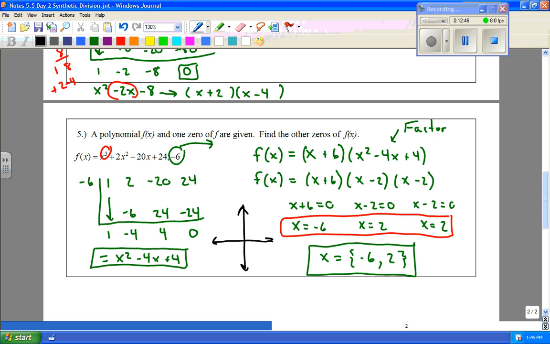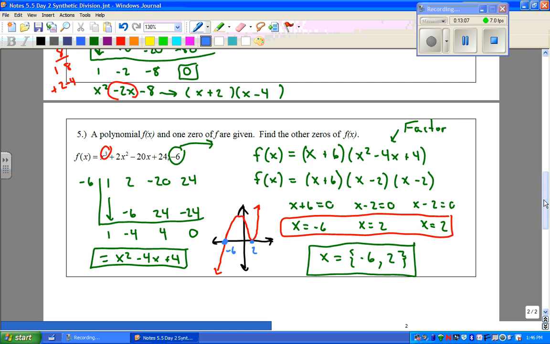this graph comes up and goes through -6, and then it comes back around and touches. So you'll notice this graph cuts through here at -6, but then it just touches here at 2, which is why you have a double solution.